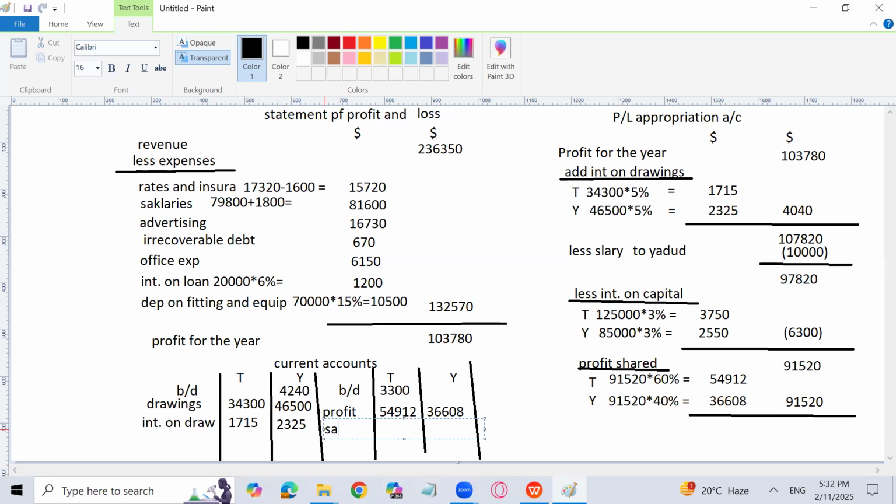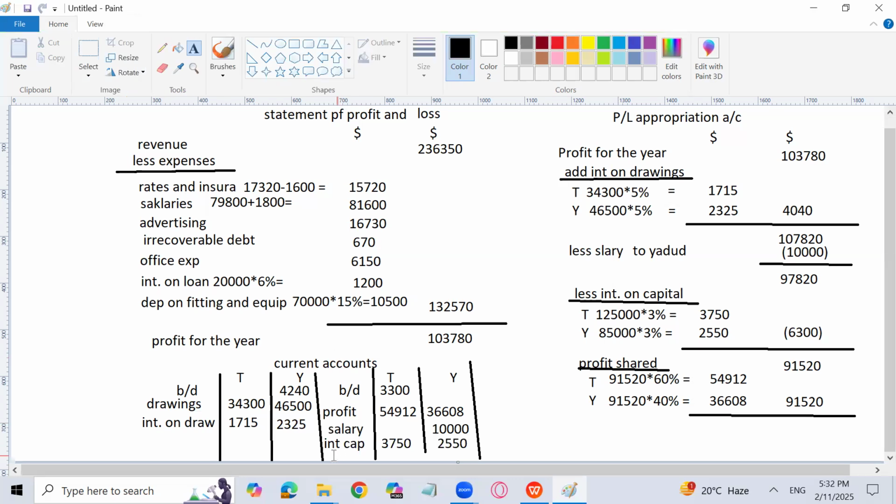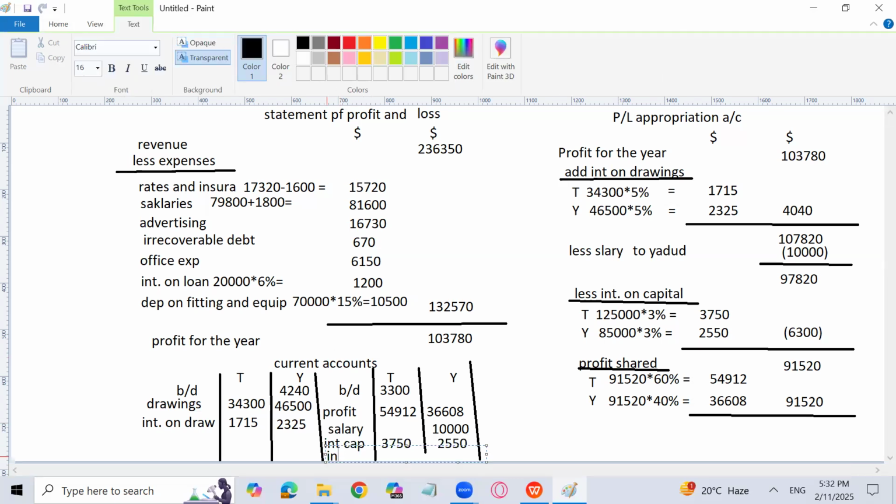Then we will write the salary. Salary is given to only one partner, that is Yadid, and that is 10,000. So I will write the salary here, 10,000. Then I will write the interest on capital. That is for Tadeen 3,750, and for Yadid 2,550. Right? Then I will write one more thing, that is interest on loan. That is the important point.